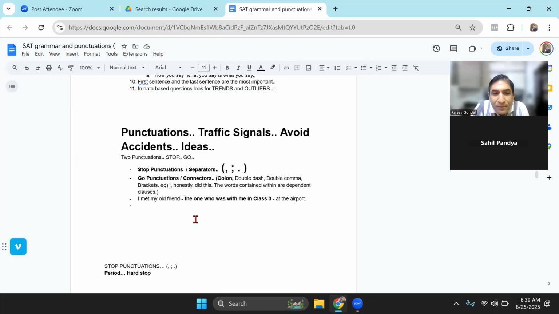Okay, so let's start with comma, semicolon, and period. So first of all, why do we use them? What is the use of a comma, period, and semicolon?